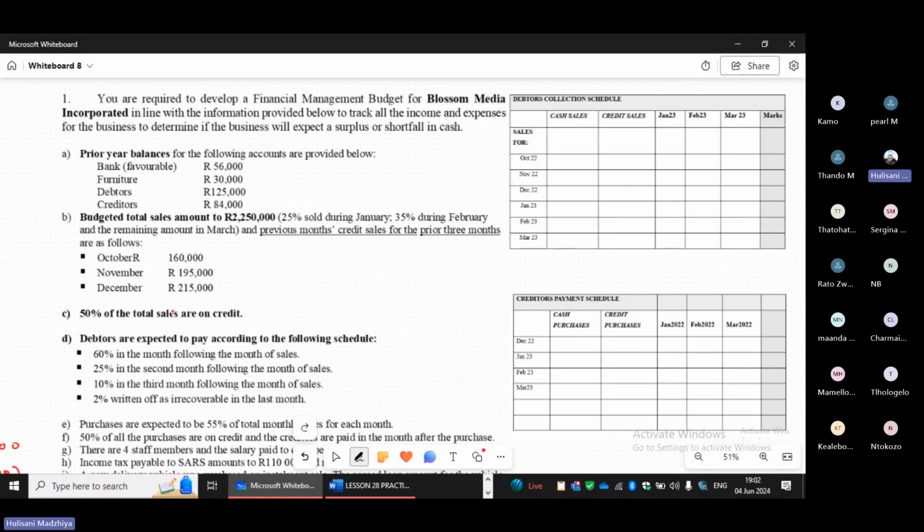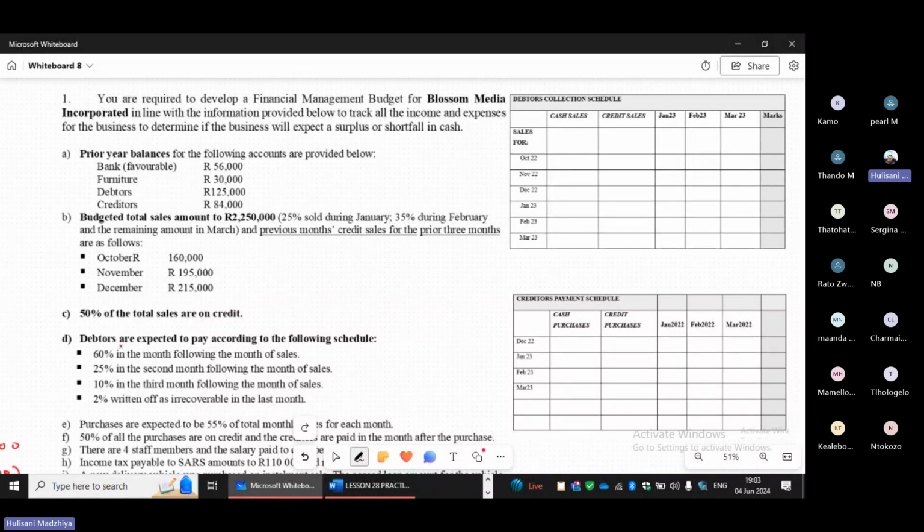This is something you need to think of when you are writing your assessment. If 50% of total sales are on credit, this means that 50% is credit and 50% is cash sales, so they will be the same amounts. If you were to calculate the December total sales, you just multiply this by 2, or just add 215 to the December credit sales to get the total sales.